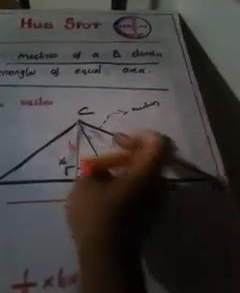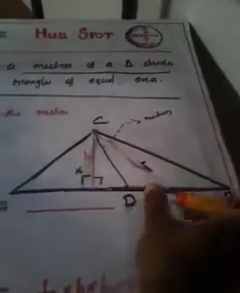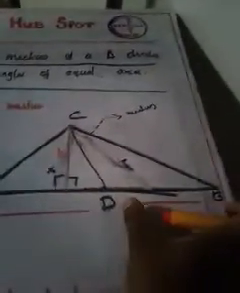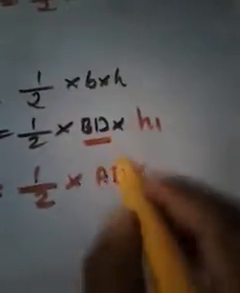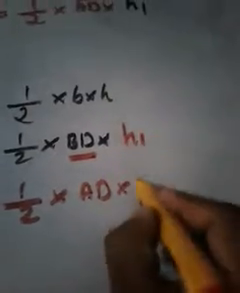It will be 10. Why? Because CD is the median, it should bisect the total side. If it is 20, it should be 10 and it should be 10. That means if AD is equal to 10, BD also will be 10. That means BD and AD are equal, no? So instead of BD, can I write AD? Of course, you can write. So that's why instead of BD, I write AD and H1 as it is.